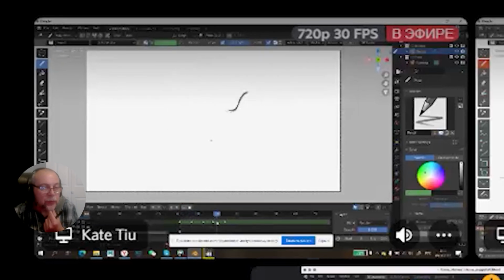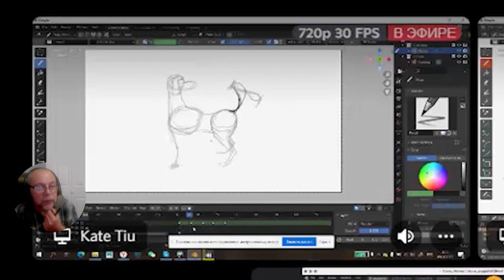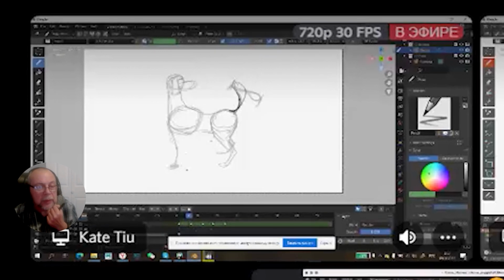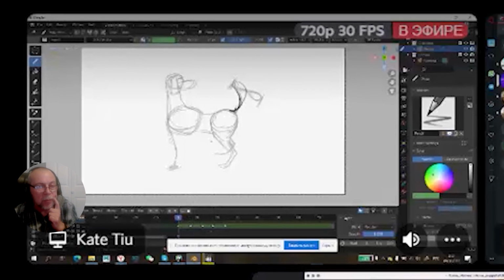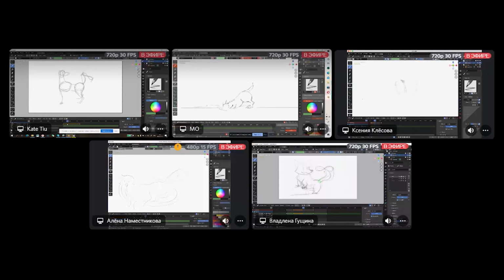Kate, the base of the tail doesn't move. You're just moving the upper part, but actually, like I said, the energy of the movement starts from the bottom, not from the top.